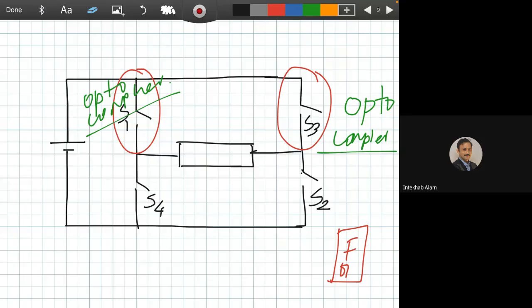Just make good practice. It's actually not graded as major points. I'll give you small points in here, just to make you practice this isolation circuit. Now, do you have any question?